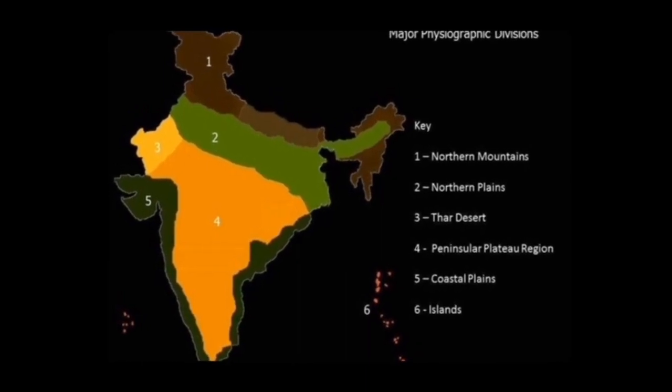So let us divide India into the major physiographic units. What are these, you see children? The first one is your northern mountains. Number one, that is shaded in dark brown color. This whole is the northern mountains. It includes the great Himalayas. From northwest to northeast, the great Himalaya is extending. It can be divided into three parts, that is the greater Himalaya, lesser Himalaya and the Shivaliks.